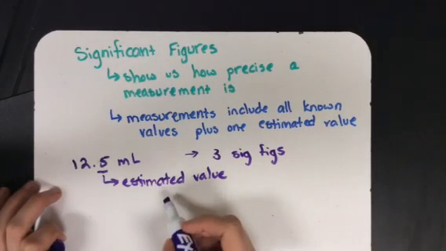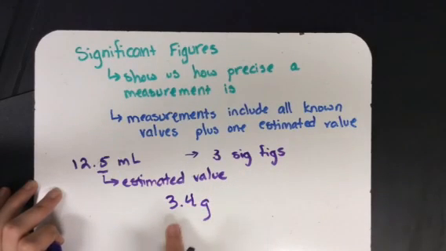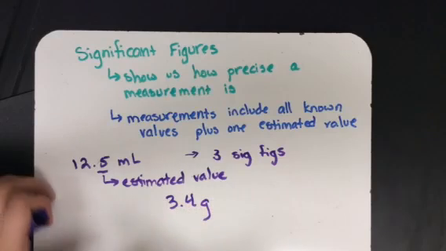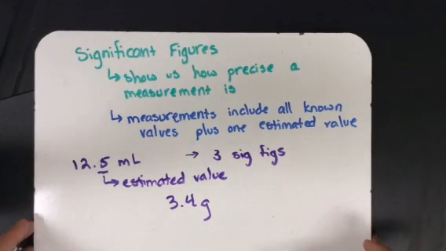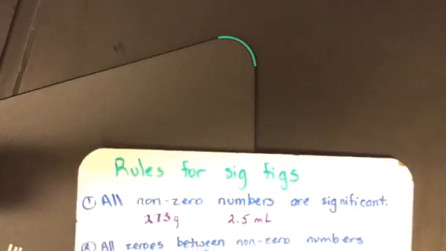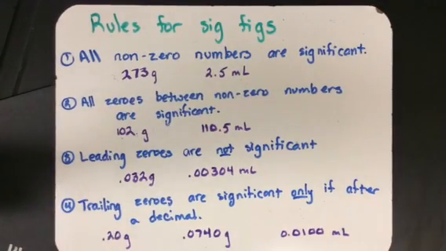Okay, so that's true of every value. If I give you 3.4 grams, 3 is a certain value, and then 0.4 is an estimated value. Okay, that is true all the time. Now, when you're trying to determine how many sig figs a value has, there are several rules that you must follow. I know that's a lot of text, but bear with me.